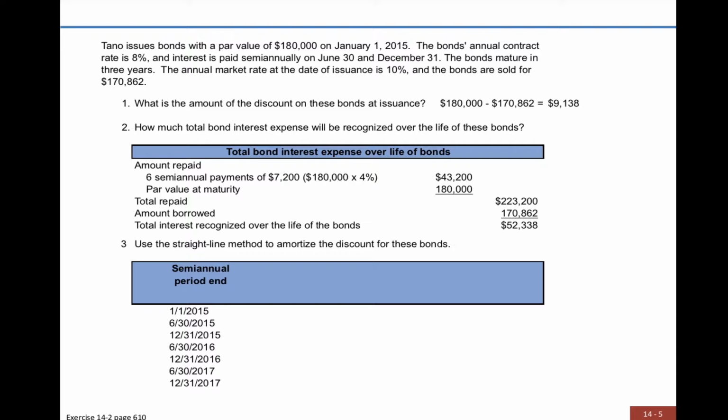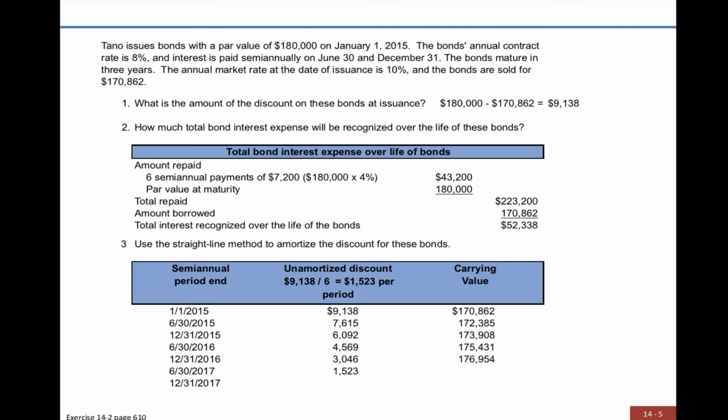Straight line method to amortize the discount for these bonds. So basically, just take the discounted amount and divide it over these payment periods. So 1, 2, 3, 4, 5, 6, 7 payment periods. I'm sorry, it's 6 periods here, because the last line here we're going 0. Sorry, that threw me off for a minute there. So $1,523 per period. We'll subtract each period until we get down to 0.